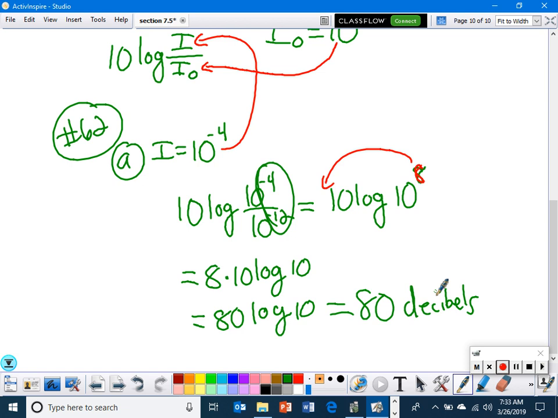All right, see if you can do the sound of the ambulance siren. Just follow my steps. And then B, what's the decibel level of B? All right, good luck.